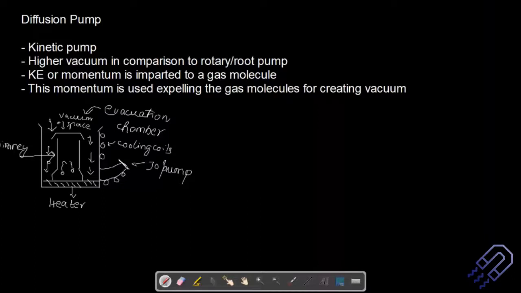Okay, and they will try to rush out of these chimney holes. And as they rush out, whatever air is there in the surrounding, it will take that air with it and then try to expel it out of the chimney. Okay, and this is how a diffusion pump usually works.